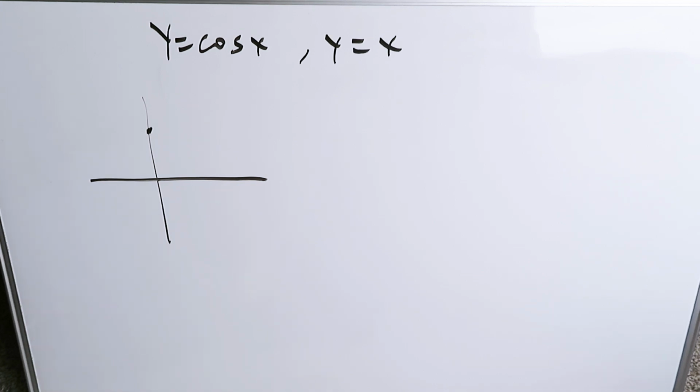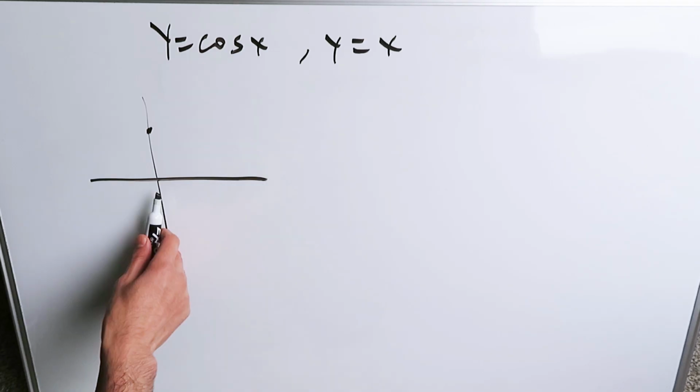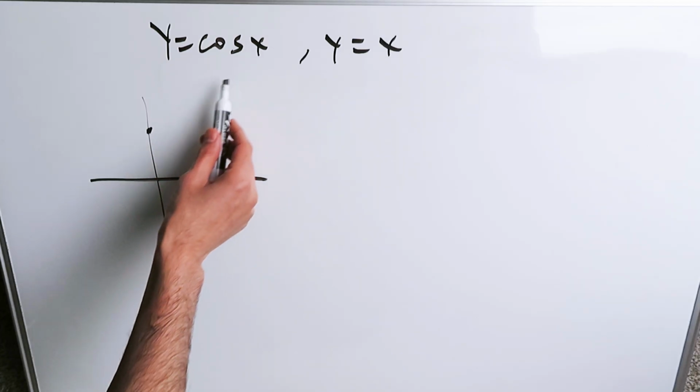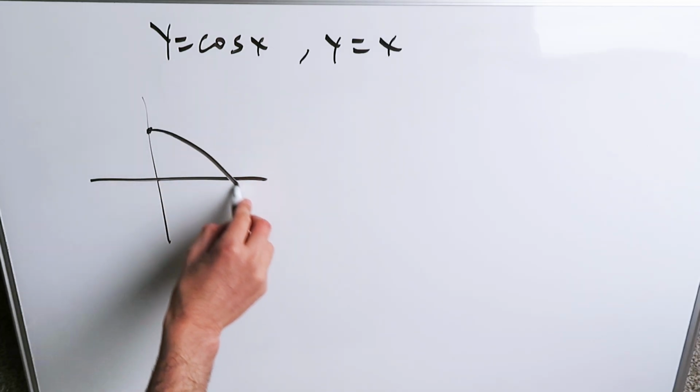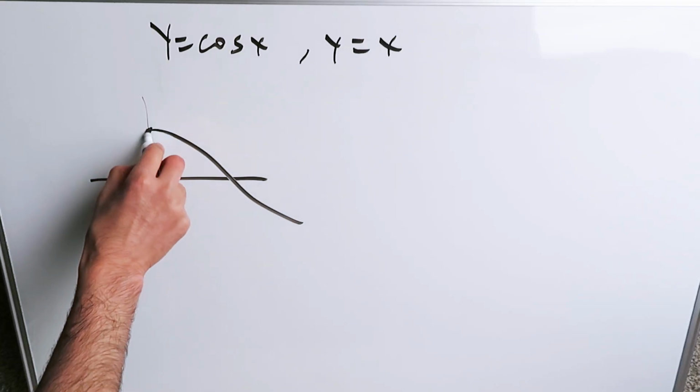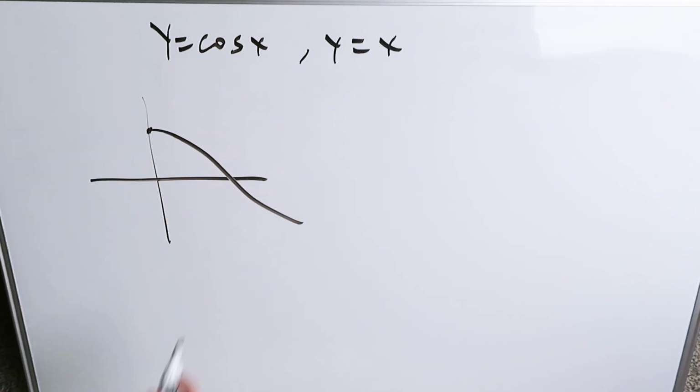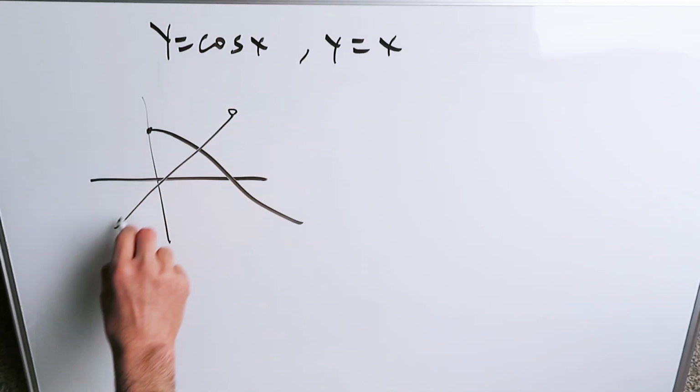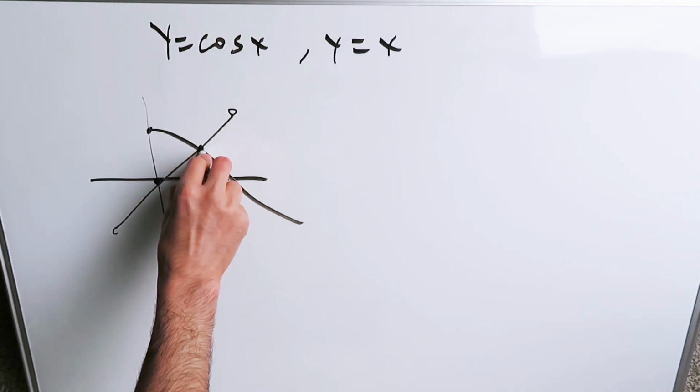Y equals cosine x, y equals x. If we were to graph these, what would be the intersection point of both of these functions? X and y axis 0, 1. Cosine of 0 is equal to 1, and here's a graph of cosine x. 0, 1 is a y-intercept. Not too hard. Y equals x, everybody knows it to be right here. Here's your origin. You have an intersection point.